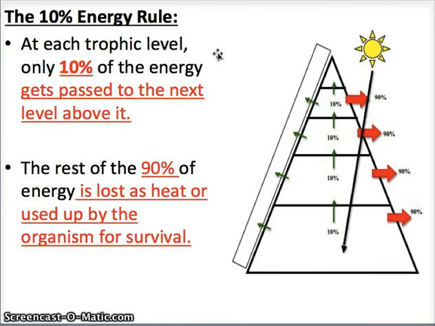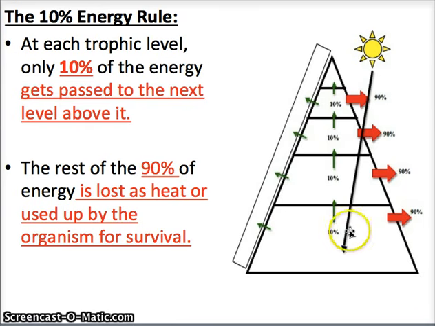And this is actually, there's a rule called the 10% energy rule. And basically, this rule states that at each trophic level, only 10% of the energy gets passed to the level above it, and 90% of that energy gets lost as heat or gets used up by the organism for survival. So this might sound a little confusing, but I'm going to walk you through an example to help you understand it.